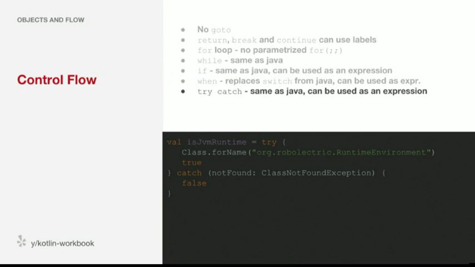And like going back to what I was saying, you can again just use this as an expression. So we can try to get this class, and if we do, then we just set the isJVM runtime as true. If it throws an exception because the class doesn't exist or the environment variable isn't set, we catch that exception, and then we just return false to this. And so that is the end of the control flow. Does anyone have any questions?